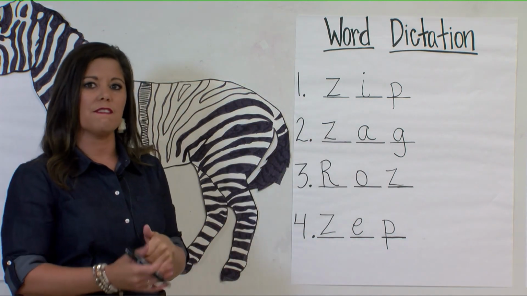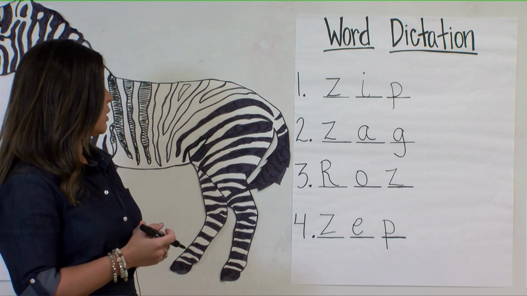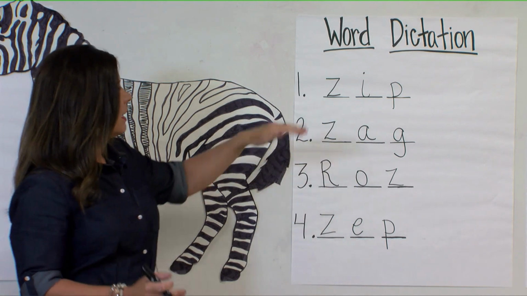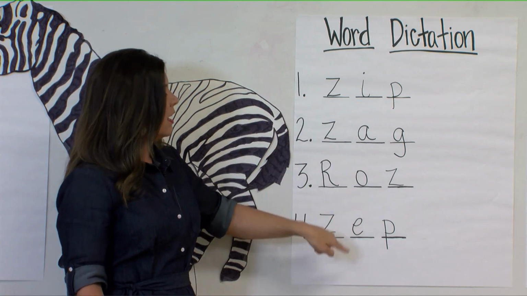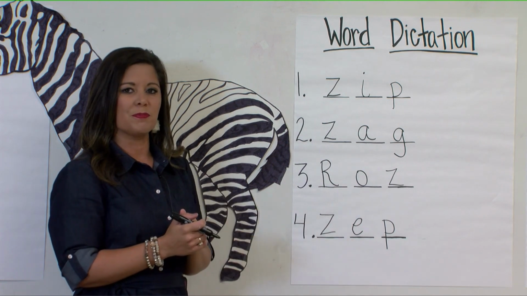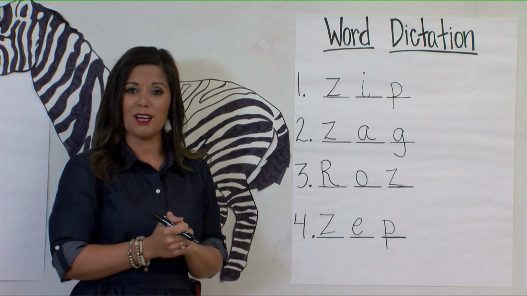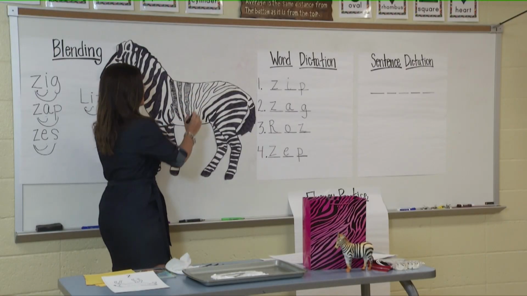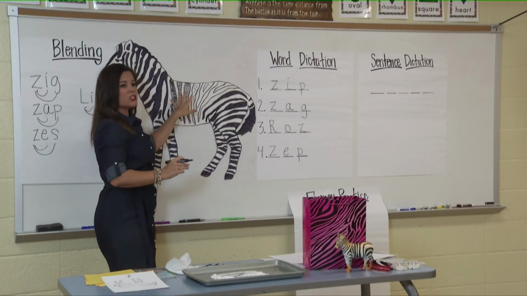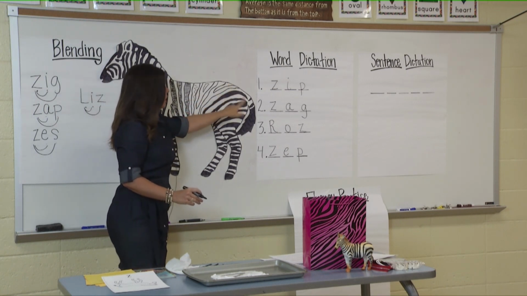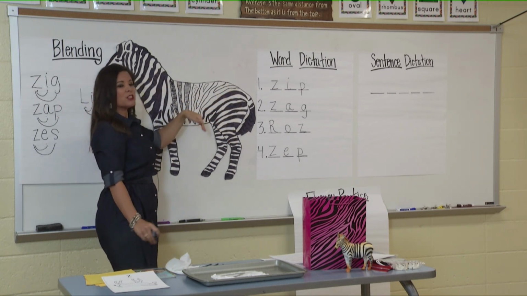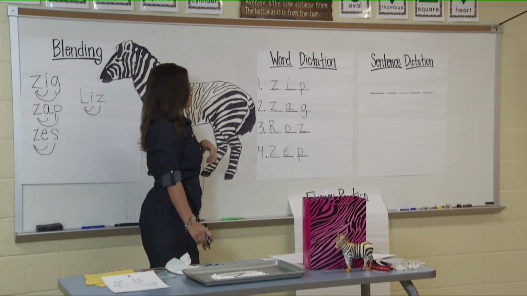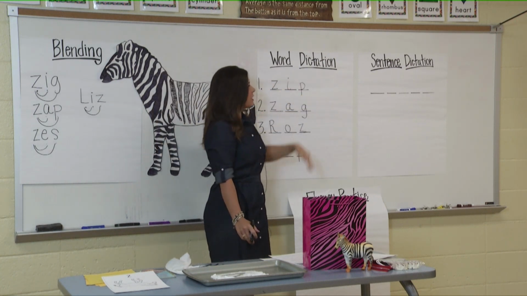What do you notice about the vowels in all four of these words? I, a, ah, and e. What do we notice about those? They are all short vowels. Awesome job, boys and girls. Now, because of time, I'm going to leave mine unshaded, but you can go back and shade in your zebra, and we have written 4 words correctly, so all of her stripes have been filled in, okay? Let's move on to our sentence dictation.